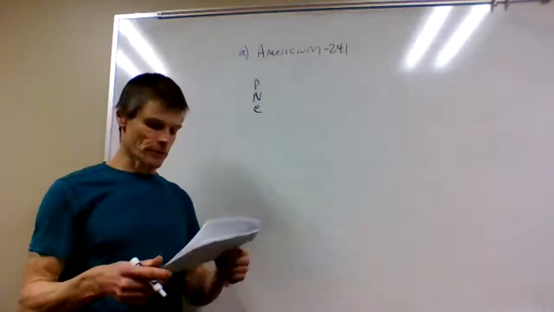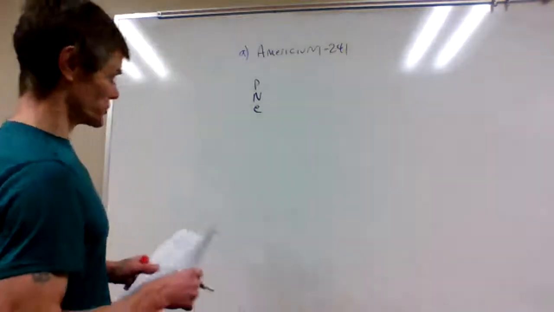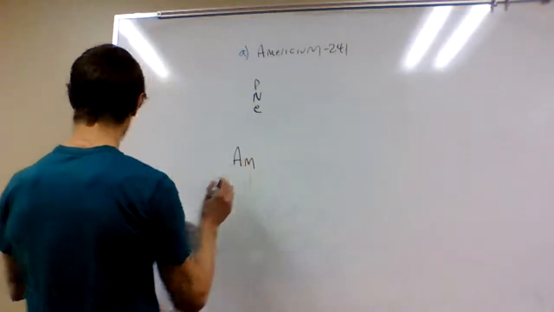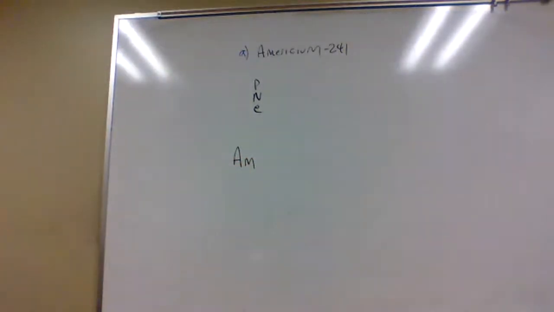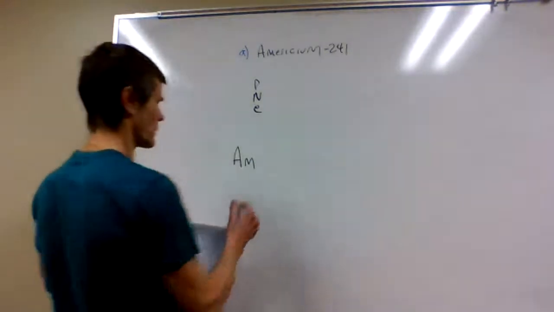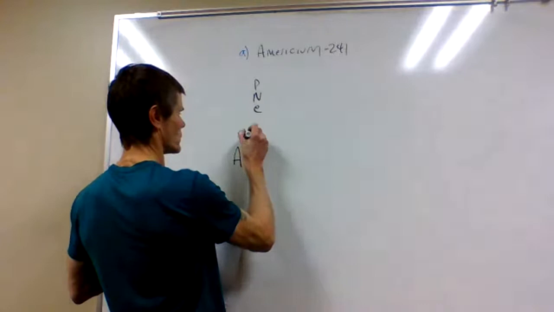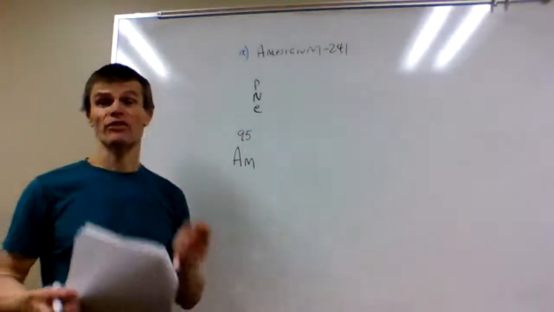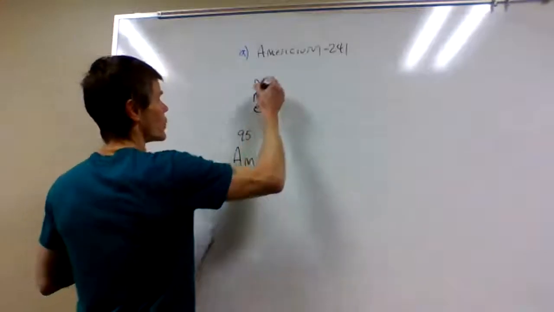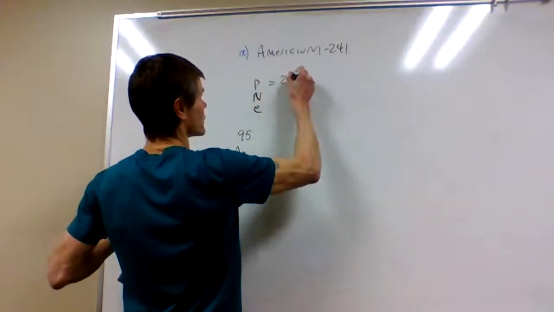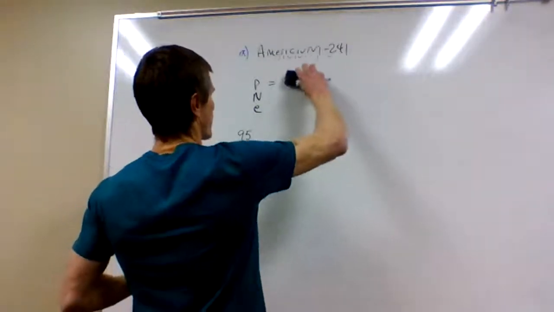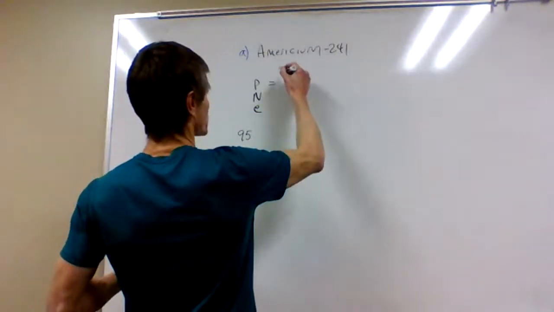of this particular isotope. We would turn to the periodic table and we would look for the elemental symbol Am. When we look up Am, we can look in our textbook, we can look on a periodic table. We see that it has a 95 on it. Now 95, remember, is the atomic number. The atomic number is the number of protons. 95 protons.